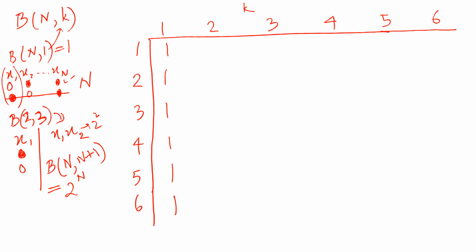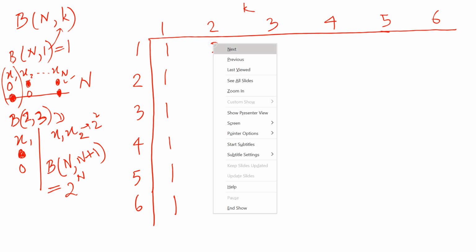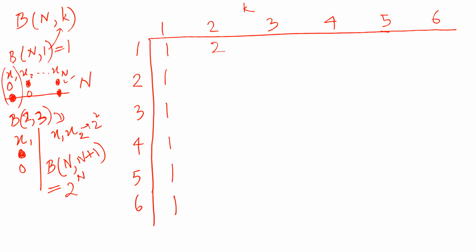So here there is an n and n plus 1 because n is 1, right? So this is going to be 2 to the n, which is 2 to the 1, which is 2.